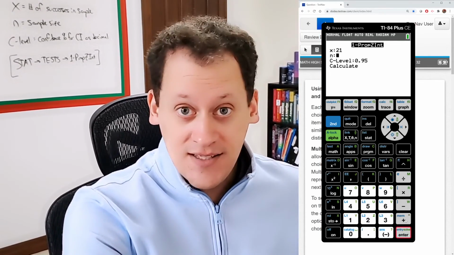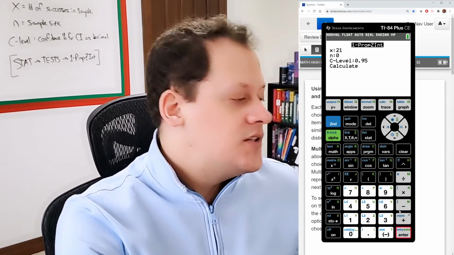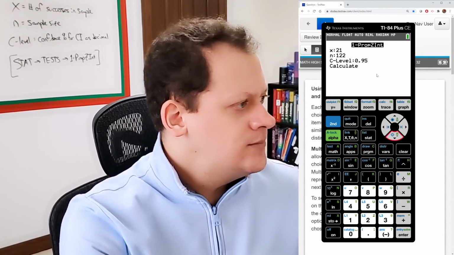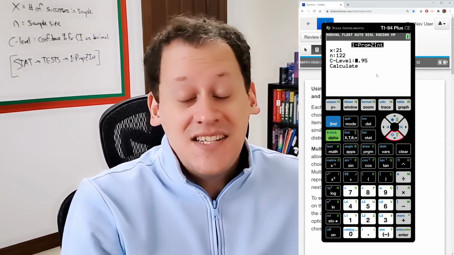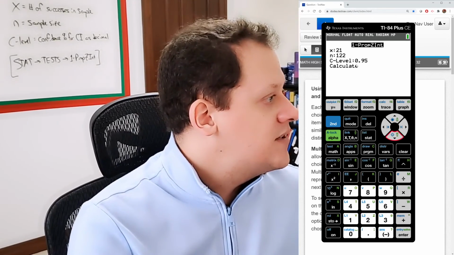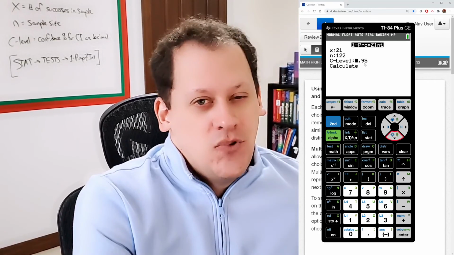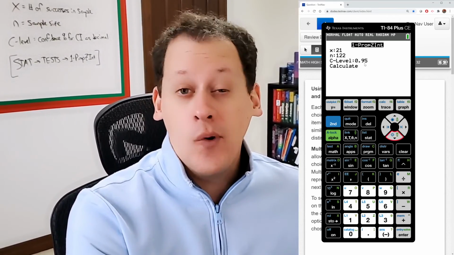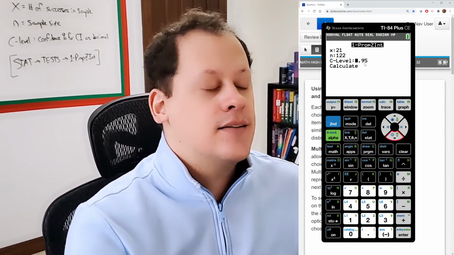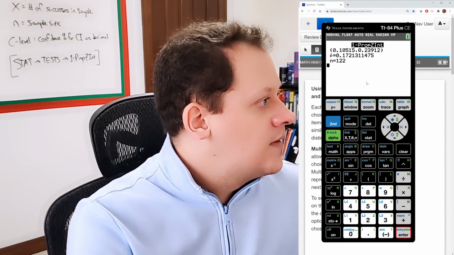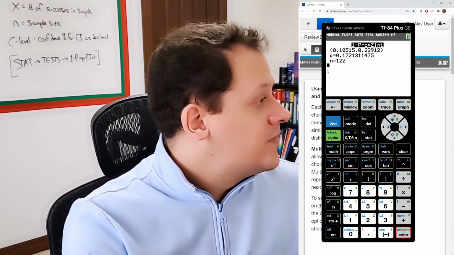N is the sample size, as always. There were 122 M&Ms in the bag. And the C level is the confidence level as a decimal. You can see the default here is 0.95. Generally, that's the most common confidence percentage. It could be something else like 0.9, 0.8, 0.99, but here it's 0.95. Calculate.